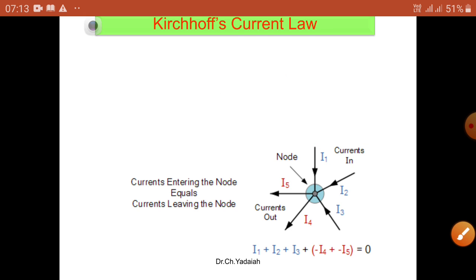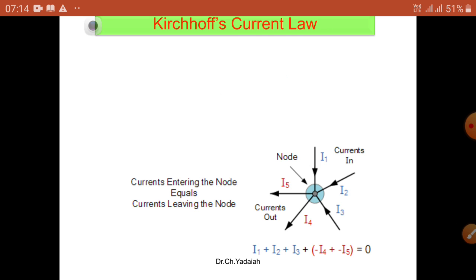The advancement of Ohm's law is nothing but Kirchhoff's law. Kirchhoff is a scientist. He found an easy method to analyze complex circuits with the help of his invention. Those are known as Kirchhoff's laws. He invented two laws: one is the current law and the other is the voltage law. Kirchhoff current law, KCL, and Kirchhoff voltage law.